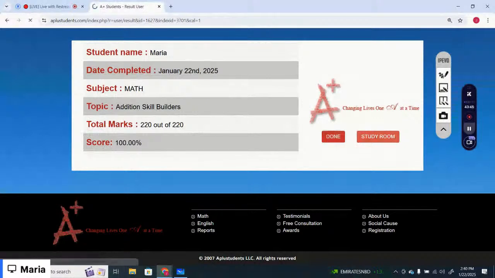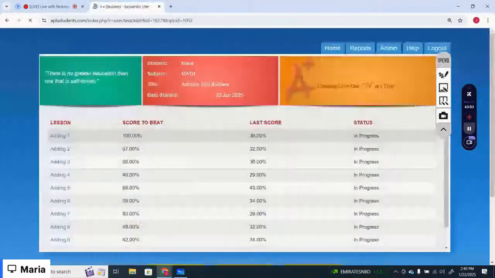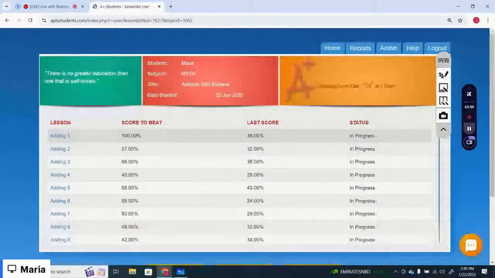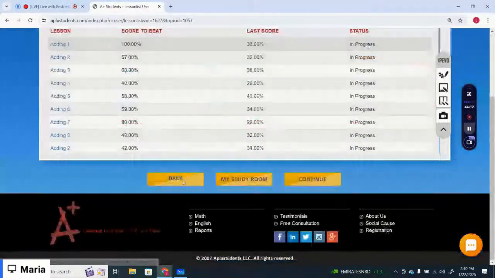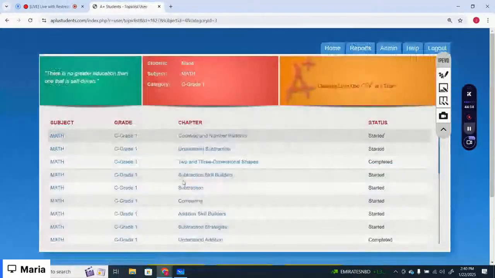Okay, we are done with the lesson. So we were working on grade 1 math. The chapter we are working on is addition skill builders. The lessons we have covered today are adding 6, adding 7, adding 8, adding 9, and adding 0. So please make sure before the next session you complete all the practice questions for the lessons we just did. That is your homework until next session.